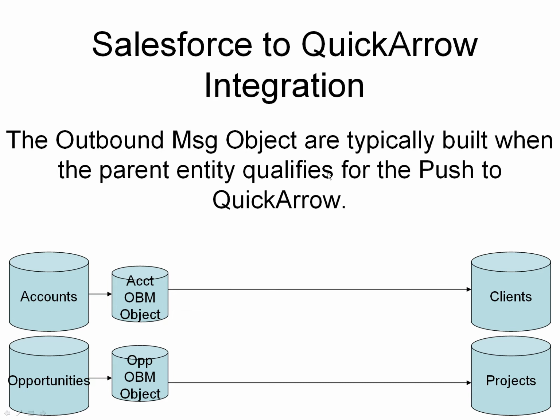The outbound message objects are typically built when a parent entity qualifies for a push to QuickArrow. This typically occurs when, on the opportunity, for example, the probability for that opportunity is greater than 60% or some percentage, or they've checked a box on there called send to QuickArrow.